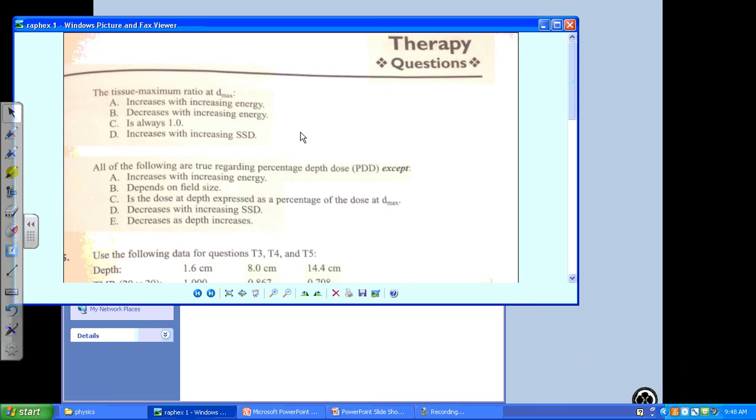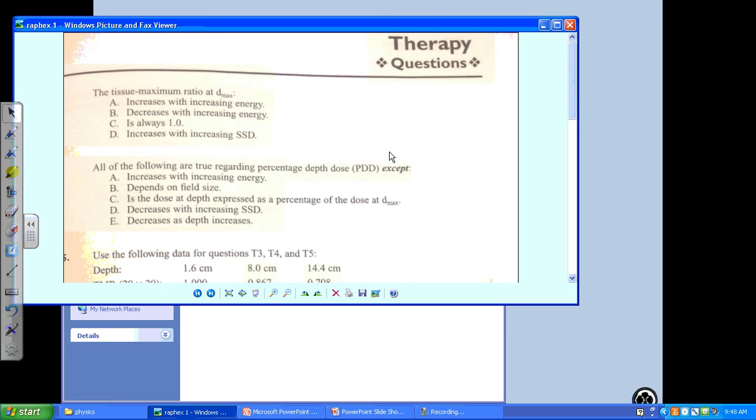Tissue maximum ratio, let's go around the table. I'm going to pick on you guys today. Jimmy, I'm going to start with you. The tissue maximum ratio at Dmax, and this is multiple choice: increases with increasing energy, decreases with increasing energy, is always one, or increases with increasing SSD? I think it's always one. Everybody agree? Correct.